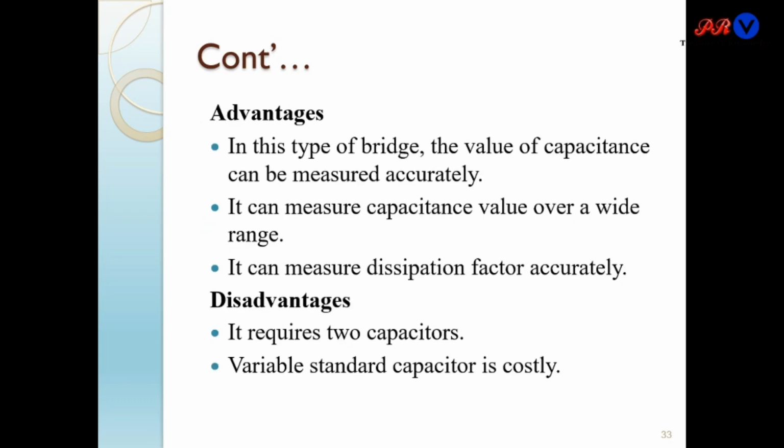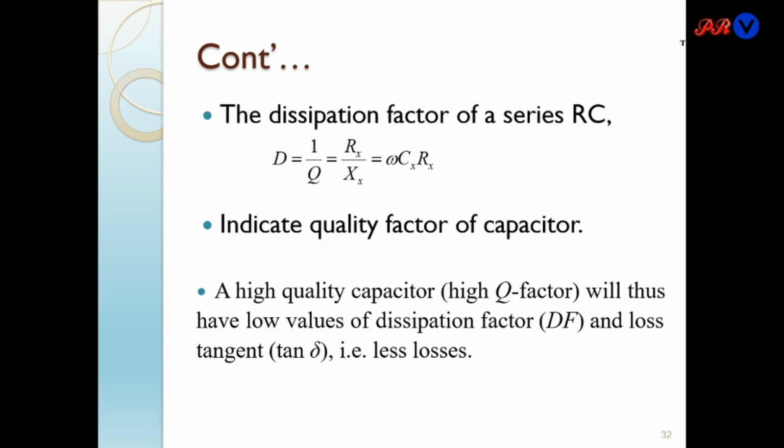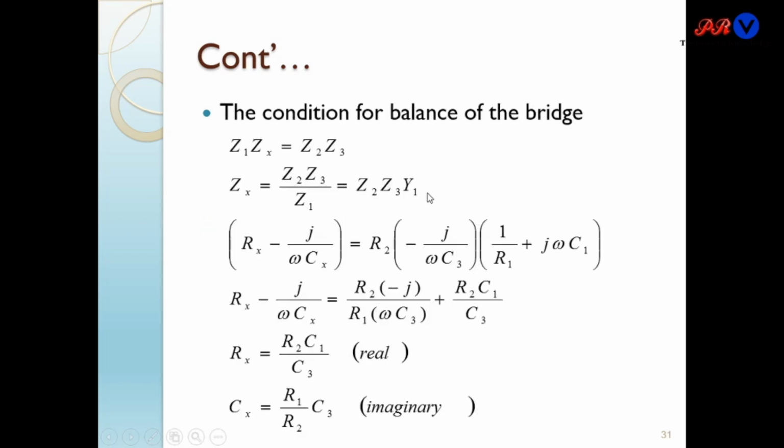Here we will study the advantages and disadvantages of the Schering bridge. Advantage: in this type of bridge the value of capacitance can be measured accurately. Second, it can measure capacitance over a wide range. Third, it can measure the dissipation factor accurately, as we have calculated in this slide. The dissipation factor is omega Cx Rx, and Cx and Rx can be calculated from here.